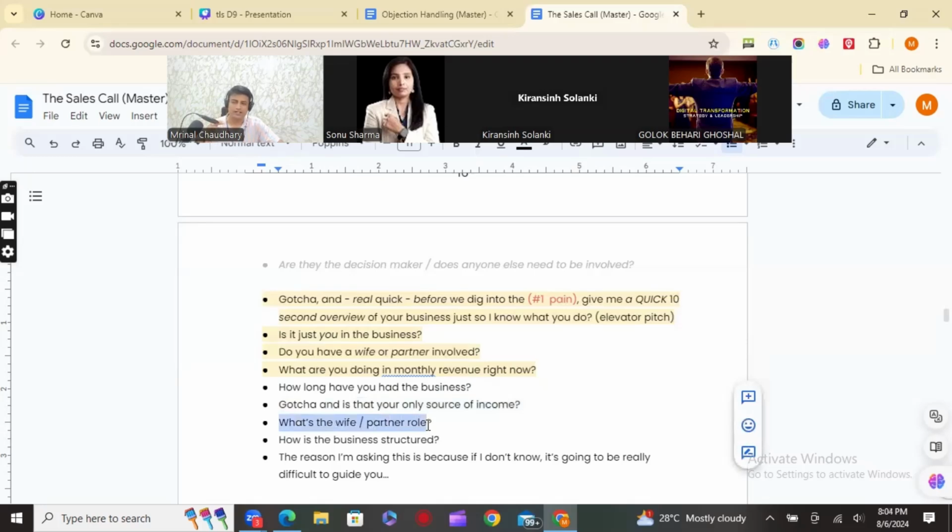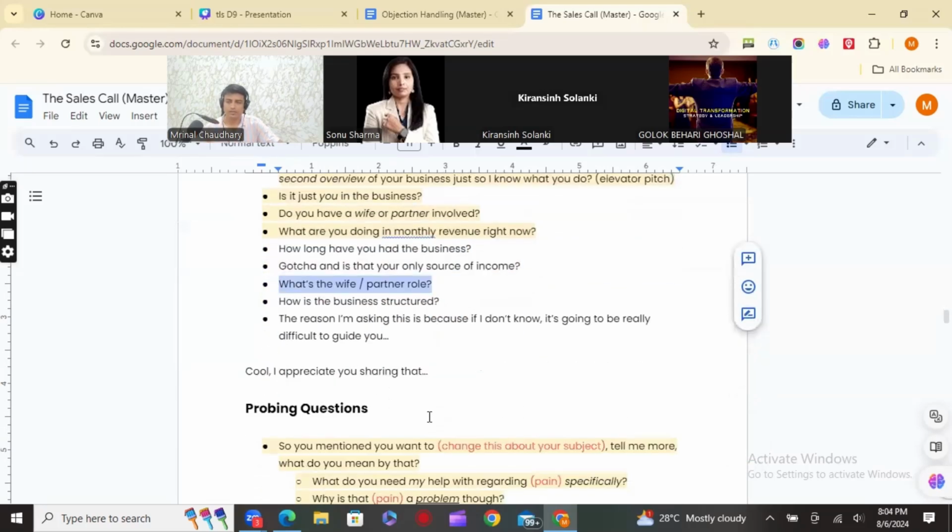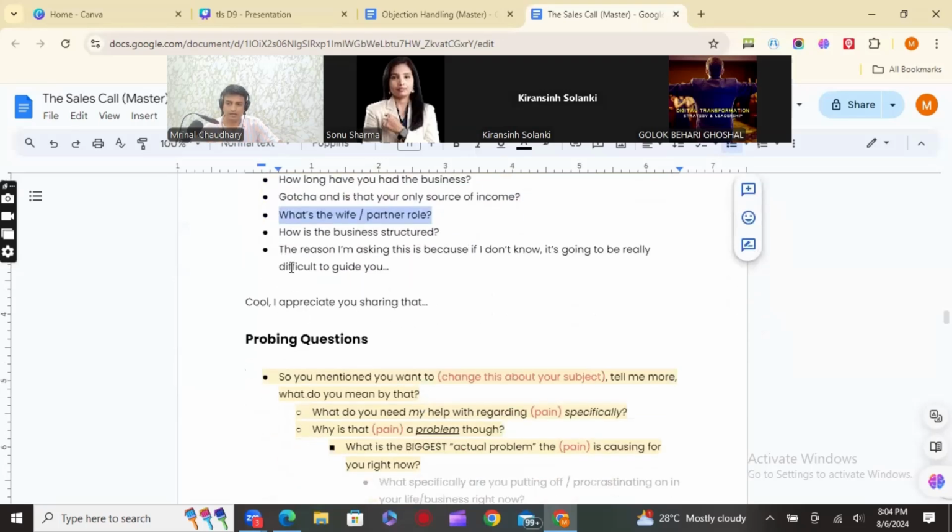If that person says that she is not the decision maker, or he is not the decision maker, then you have to get the decision maker on the call. If they are not, then you have to reschedule the call. It will save you lots and lots of time. Okay. So you have to tell that person that it will be better if you both are on the call, so we can make things better. We respect our time. Like that, we can say this.